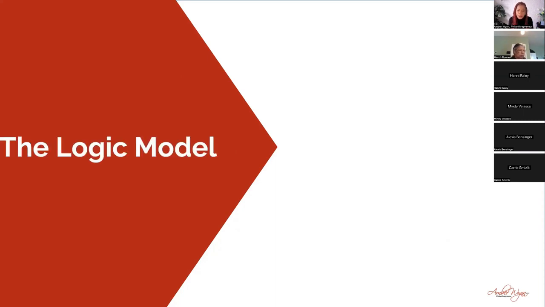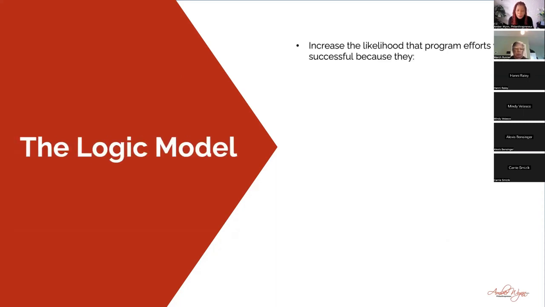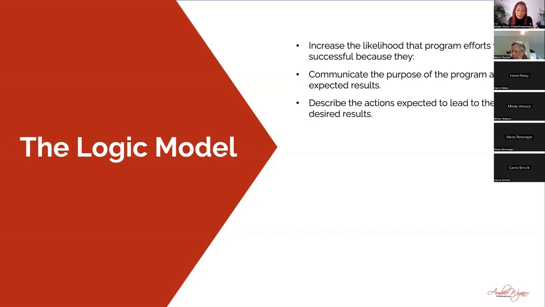But when we talk about the logic model, the purpose of a logic model is to help increase the likelihood that program efforts will be successful. Why? Because they communicate the purpose of the program and expected results. It helps to describe the actions expected to lead to desired results. The logic model becomes a reference point for everyone involved in the program. That's probably one of the most useful purposes, I think.